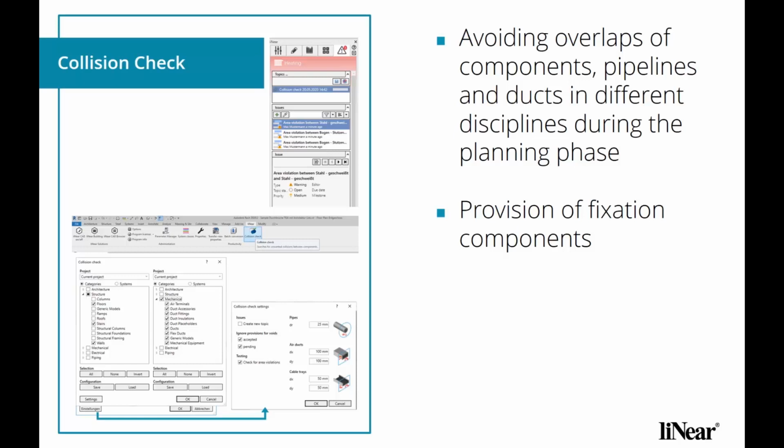Each collision will be listed in the liNear control board issues and tasks tab, and there you can easily see and solve them. You can also set whether collisions with provisions for voids should be taken into account, or define an area around pipes, ducts and cable roads in which no objects may be located. In this way, you can ensure free space for installations, fixings and assembly.